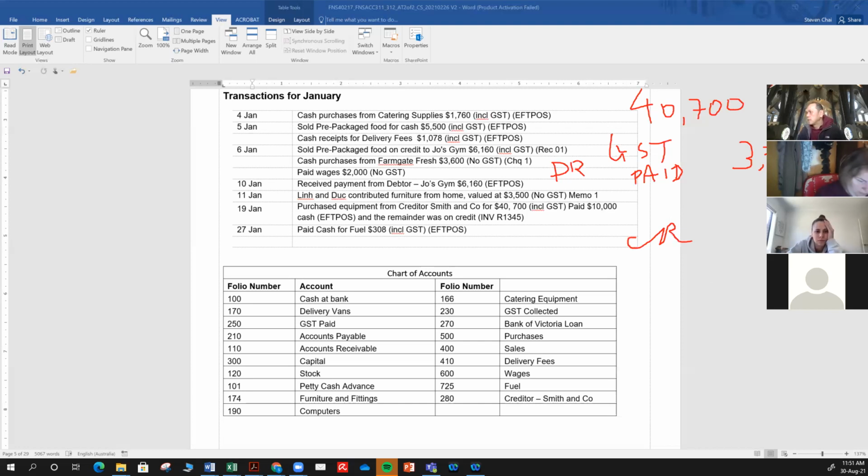Anybody else want to jump in? I feel like I've been talking for ages. So the remainder, the 10,000. Are we talking about the 10,000 now? I keep getting lost because we're going backwards and jumping. You want to break it up, so I'm consolidating the journal entry for you guys. So where do we credit here? $10,000 goes to the 166 catering equipment. There we go. Thank you, Liam.